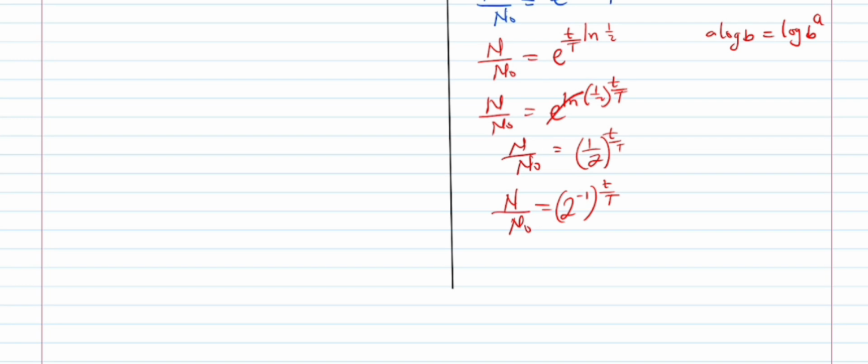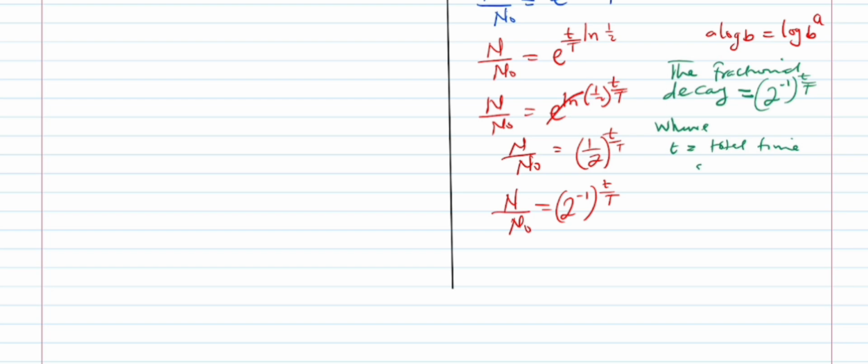So what this tells us is that the fractional decay is equal to 2 raised to power minus t over T, where t is the total time spent on decay and big T is the half-life.